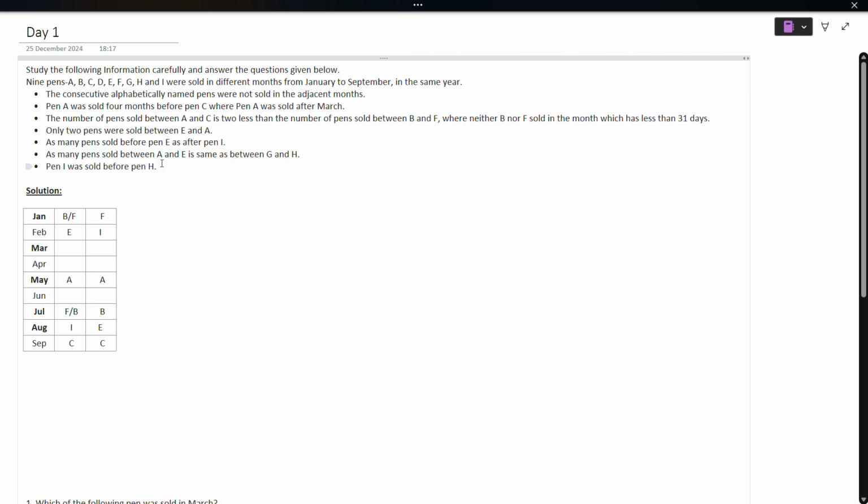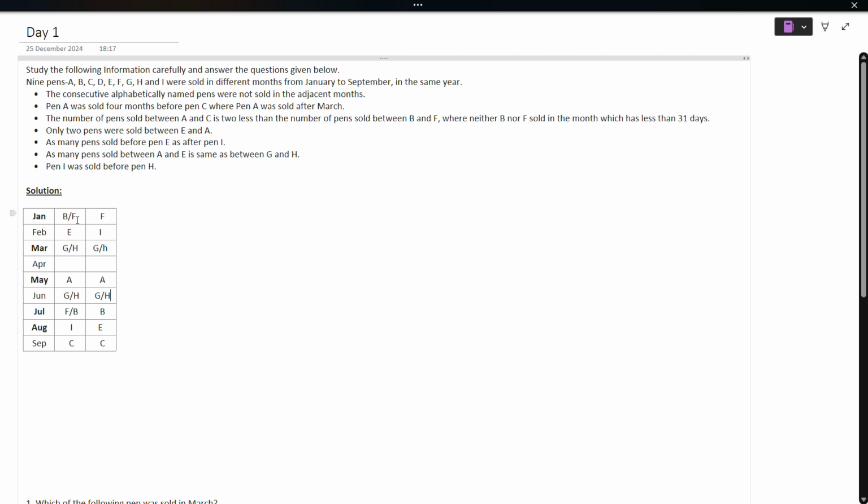Okay, as many pens sold between A and E is same as between G and H. A and E have two spaces in between, so G and H should have 2 months between them. So if G is here, G or H is here, and another combo of G or H can be here. It cannot be here because this space is already filled. Similarly, we can have G or H here and G or H here.